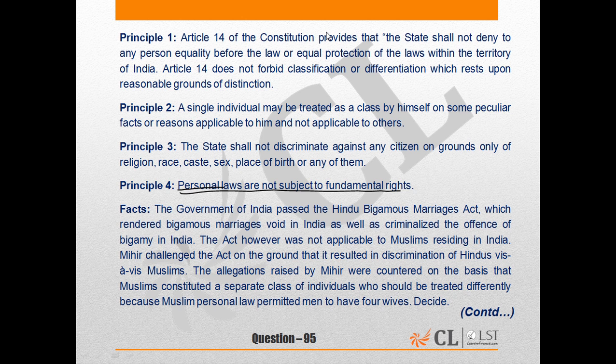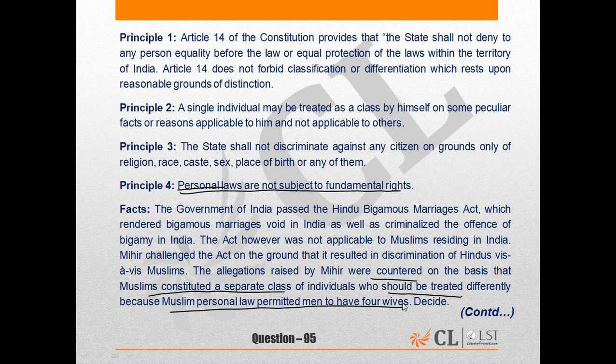Mihir challenged the act on the ground that it resulted in discrimination of Hindus vis-a-vis Muslims. The allegations raised by Mihir were countered. Whatever allegations were raised by Mihir, they were countered on the basis of what? That Muslims constituted a separate class who should be treated differently because Muslim personal laws permitted men to have 4 wives. This is the important part of the facts.